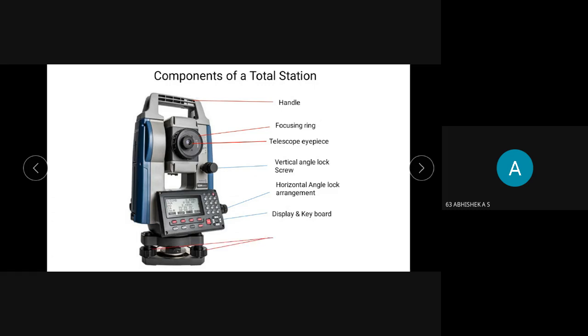Next one is the bottom portion. It is known as the foot screws. Foot screws are used for some of the primary setup of this total station. We will be discussing that later.